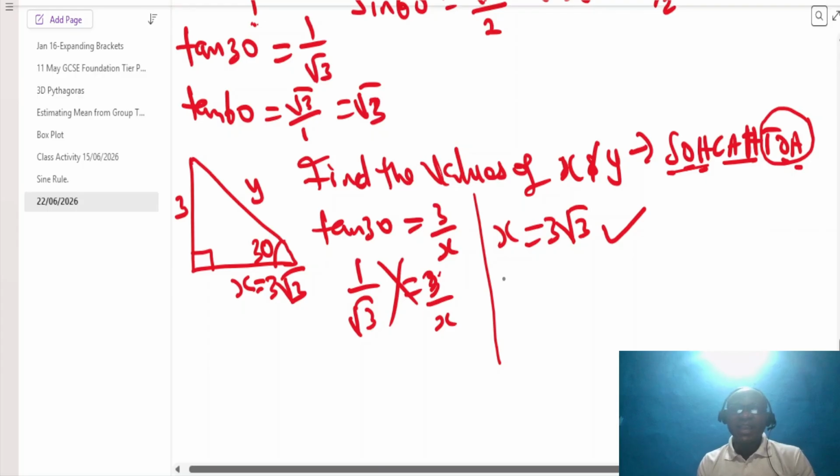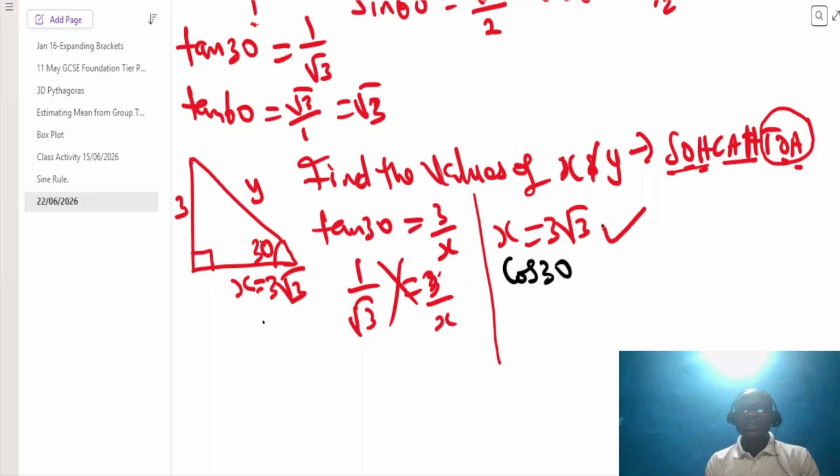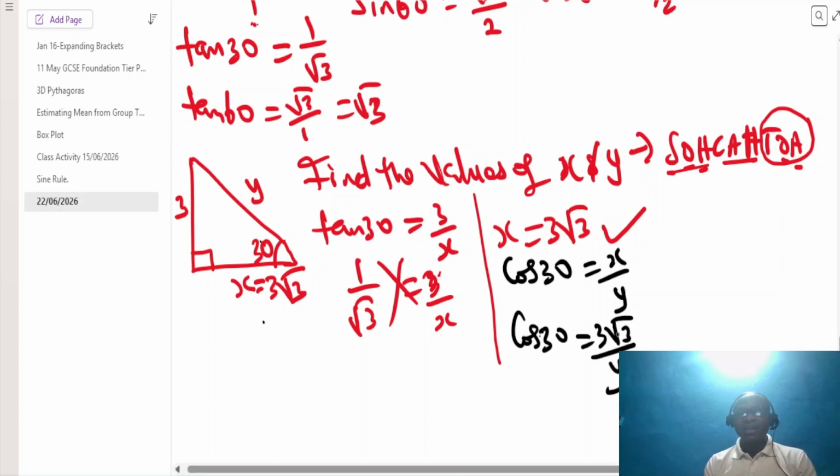If I now say cos 30, cos 30 is adjacent over hypotenuse. And what is adjacent? Adjacent is the value of x. The hypotenuse is y. But I have already gotten the value of x, which is 3 root 3, isn't it? Over y. This way I can solve for the value of y.